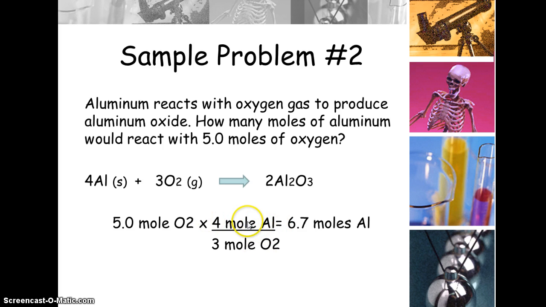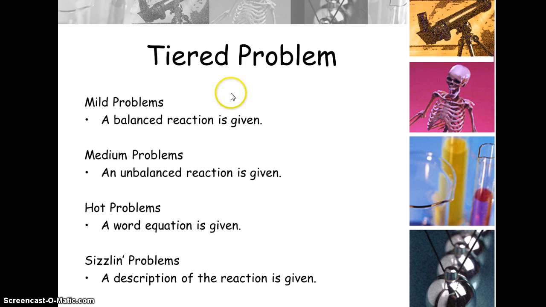So we know that in this equation, for every 3 moles of oxygen, that 3 up here, we're going to also need to react 4 moles of aluminum. So we set it up as 5 times 4 over 3. Remember, multiply everything on top, divide by everything on the bottom. 5 times 4 gives us 20. Divided by 3 is going to give us 6.7 moles of aluminum.